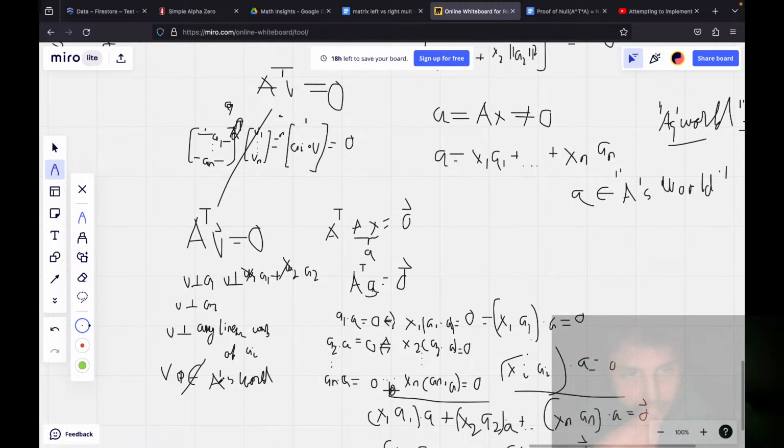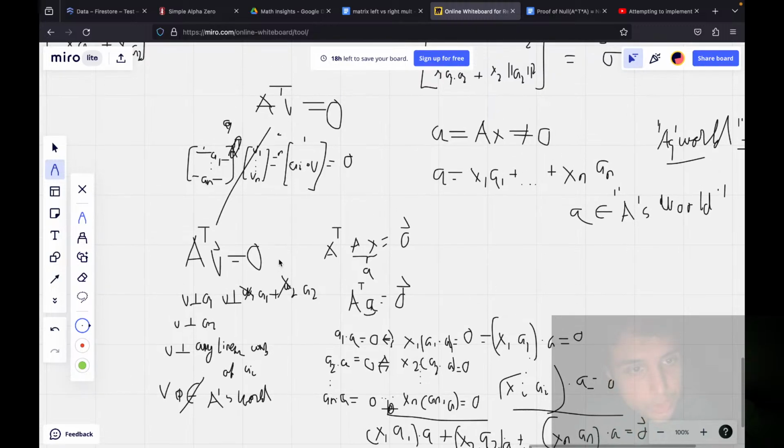Any linear combination of these a_i's, of a_i's, v can definitely not be that. It's actually perpendicular to that. v cannot be any linear combination of all the a_i's. But we can set it up to force it to be perpendicular to a particular combination of a_i's, specified by the x's, and that's where we get our contradiction.